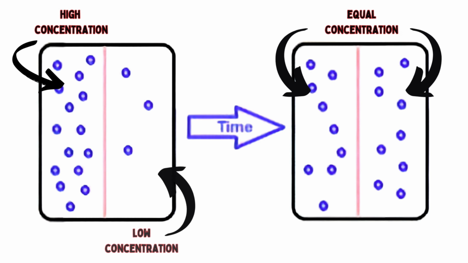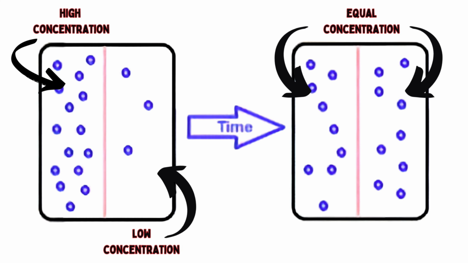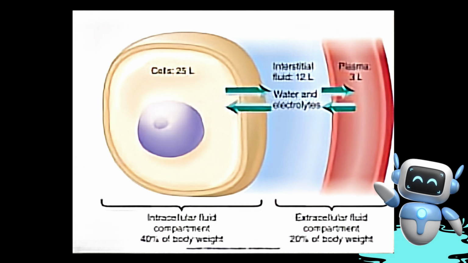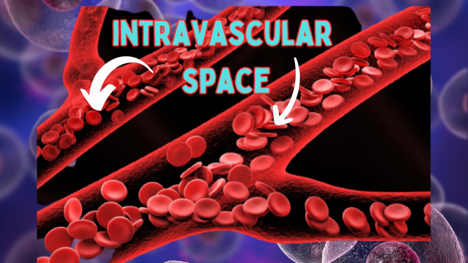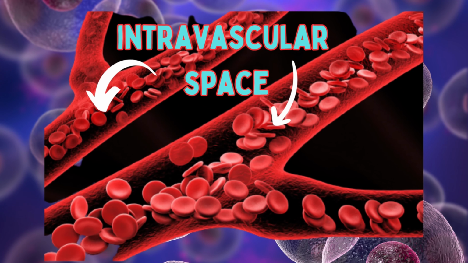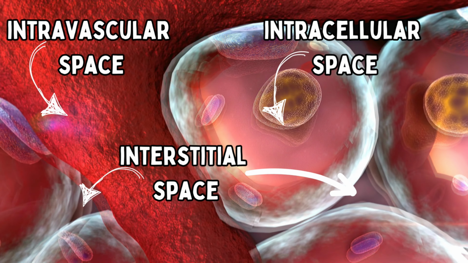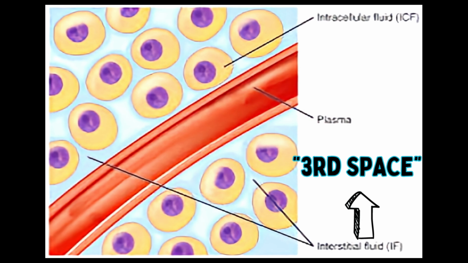So if fluid could make conscious decisions, it would always opt to dilute a concentrated solution. The body is always seeking balance between both the intracellular and extracellular fluid compartments. And the extracellular fluid compartment is further divided into two categories. The intravascular space, which denotes the space within our veins and arteries and consists of plasma, water, clotting factors, all the blood components. And then there's the interstitial space, which accounts for the fluid in our tissues and around our cells. This is also known as the third space.